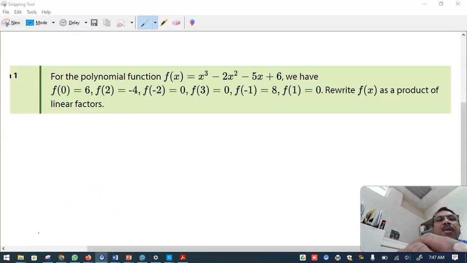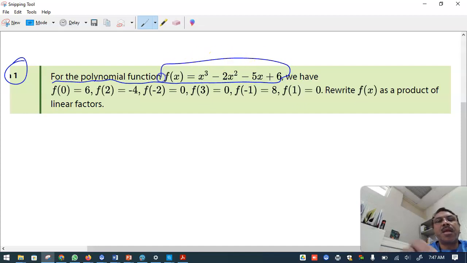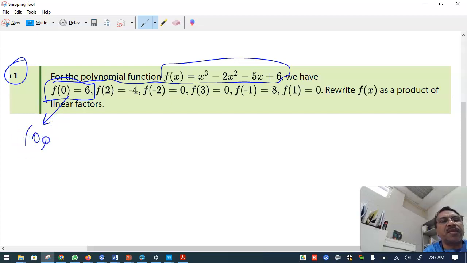So let's take one example. The very first practice problem is for a polynomial f of x, which is given to you. More information is given: f of 0 is 6. What does this mean? It means on the graph there is a point (0, 6), x and y. Also, when the input x is 2, the y is negative 4.